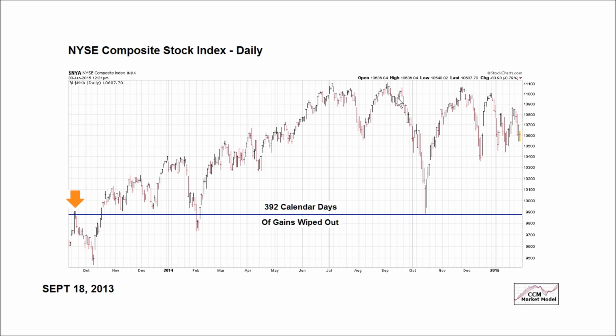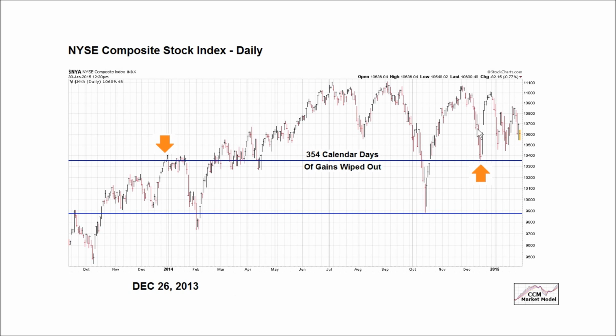When the market pulled back in October of last year, it wiped out 392 calendar days of gains, meaning if you went back 392 calendar days, the market was in the exact same place. When the stock market pulled back in mid-December of last year, it wiped out 354 calendar days of gains. Point to point, December 26th, 2013.